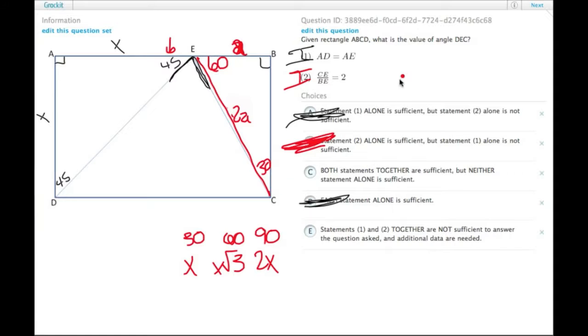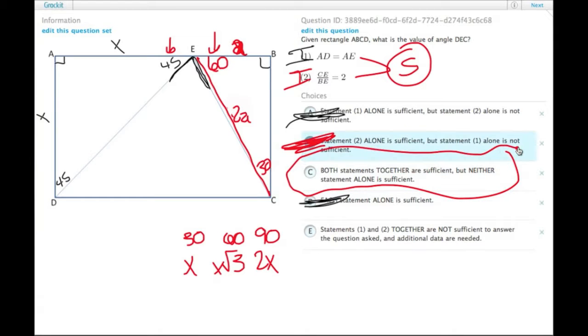In conjunction, though, we can see that we have two of the three angles that we need to add up to 180. So even though you probably have done the math in your head already, we don't have to add up 60 plus 45 and subtract that from 180. We just have to know that we could. Together, the two statements are sufficient, and it's answer choice C.